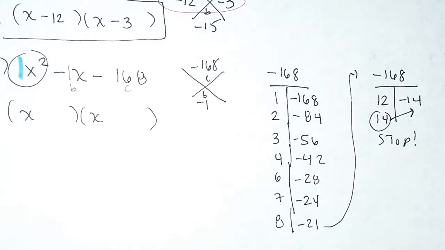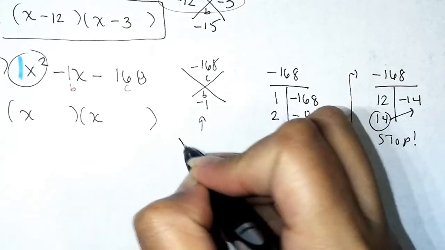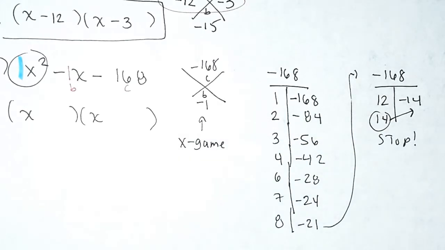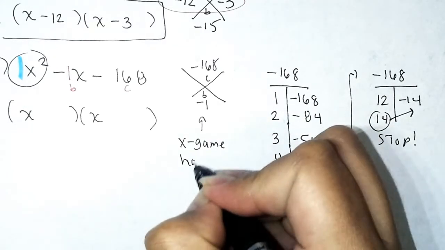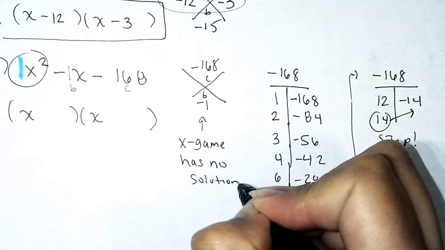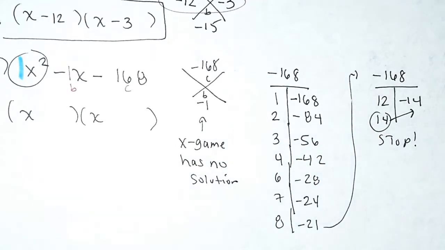Now, what is going on? X game has no solution. So again, we write in our math diary, okay? X game has no solution. Is the answer no solution? No, because if I give you a trinomial and I say, quick, factor it, and you say, oh, X game has no solution, I'm going to be like, whoa, where'd that X game come from?